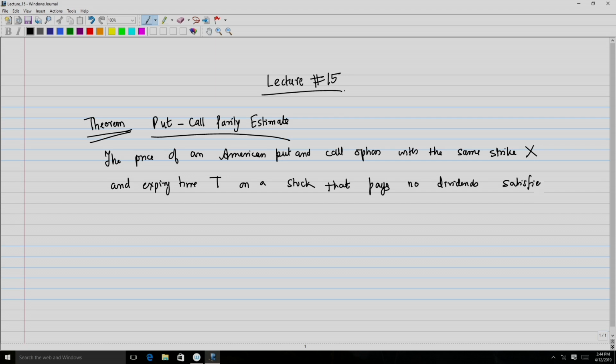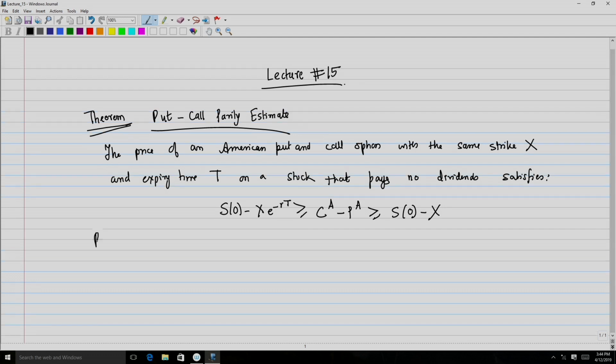The prices satisfy the following estimate, that is S0 minus x e raised to minus r t greater than or equal to C A minus P A. Remember, C A and P A are the price of the American call and put respectively, and this is going to be greater than or equal to S0 minus x. All right. So, the proof for this again will make use of the no arbitrage principle.